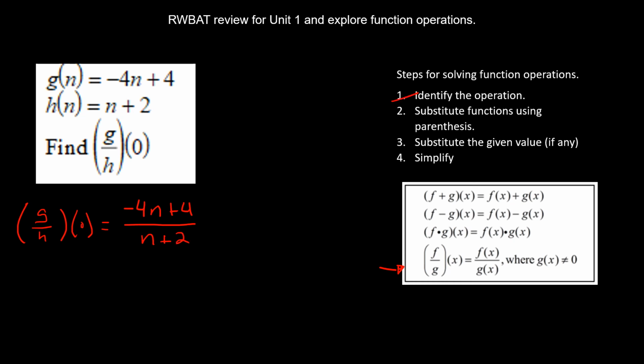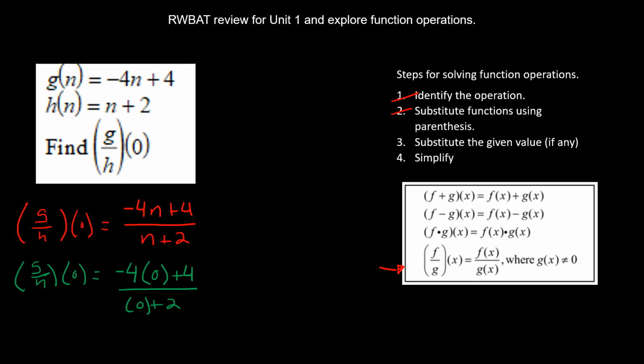So we've identified, we've substituted, now we need to substitute our value. So let's go ahead and do that. Let's substitute our value. We're going to put in 0. So when we see this g over h of 0, we're going to say negative 4, and instead of n, we will be substituting 0. Make sure you put that in parentheses, over 0 plus 2.